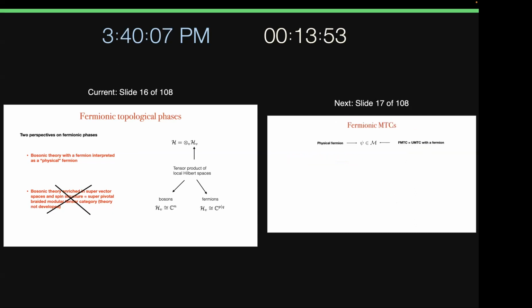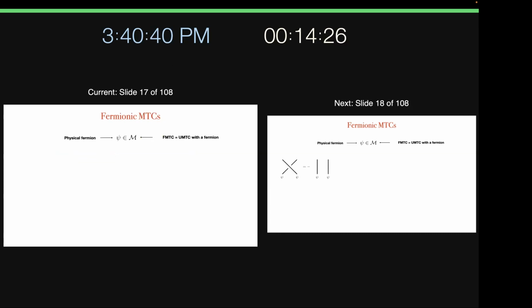The second approach has not been explored in the literature, although I hope someone does someday. I think it would be very exciting and perhaps alleviate many of the confusions that we've had about fermionic phases in recent years. The approach I'll take today is more phenomenological because we are really just interpreting an emergent fermion as a physical fermion in a modular tensor category, but it does drastically simplify the problem. Okay, any questions? Everything is crystal clear.